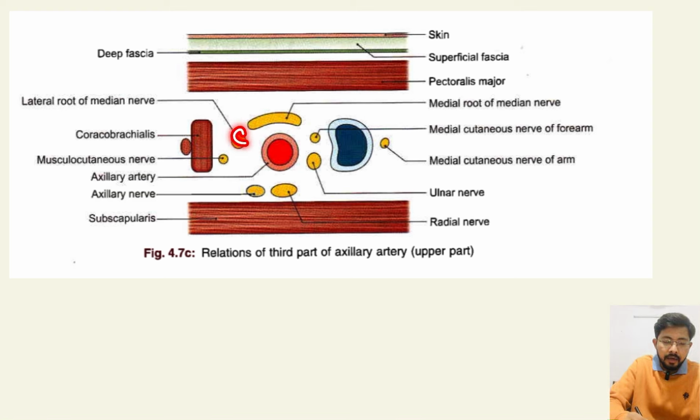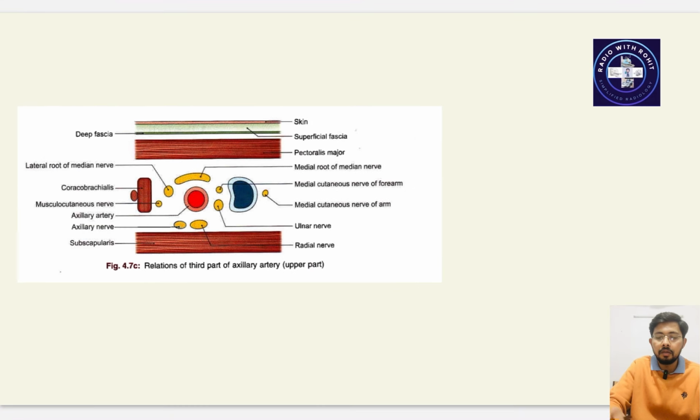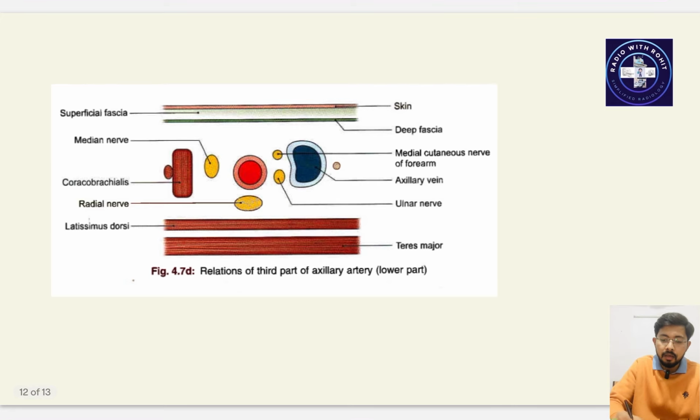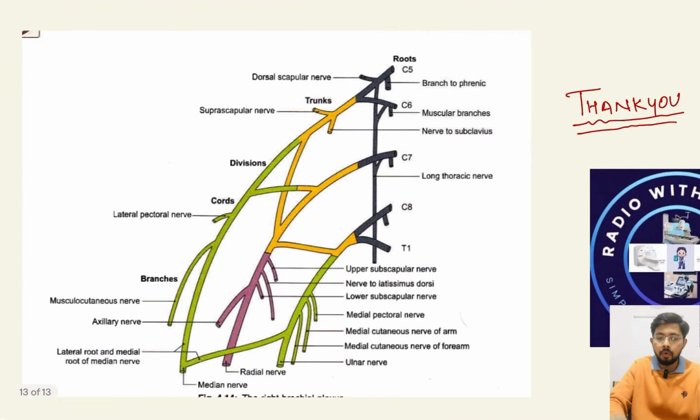Lateral there will be the lateral root of the median nerve and the musculocutaneous nerve. Posterior there will be two: lateral one is the axillary nerve, while medial one is the radial nerve. In the medial part, anterior one is the medial cutaneous nerve of the arm, and posterior is the ulnar nerve. This is in relation to the upper part of the third part of the axillary artery. In the lower part of the third part, lateral will be the median nerve, posterior will be the radial nerve, while on the medial aspect there is the ulnar nerve and the medial cutaneous nerve of the forearm.